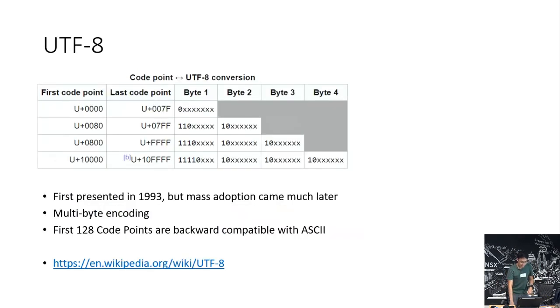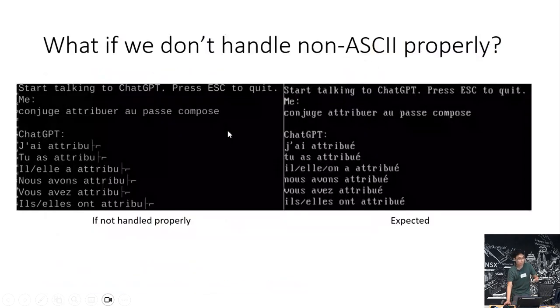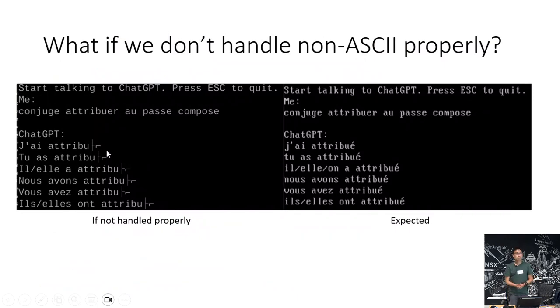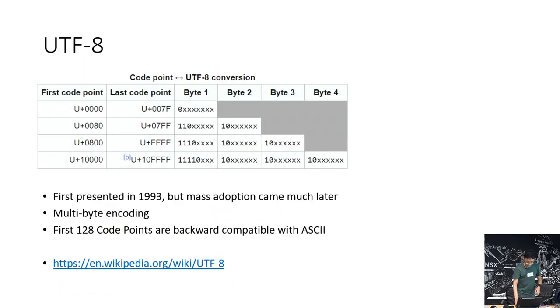Okay, let's do a recap. What exactly is UTF-8? UTF-8 came out in 1993, but mass adoption came much later, around the millennium. It's a multi-byte encoding. The first byte is backward compatible with ASCII. The problem comes with the others, two, three bytes and more. If you don't handle it properly, the program will print this as two separate characters. That's where you get the problem like this. It cannot handle it properly. So how do we handle this?